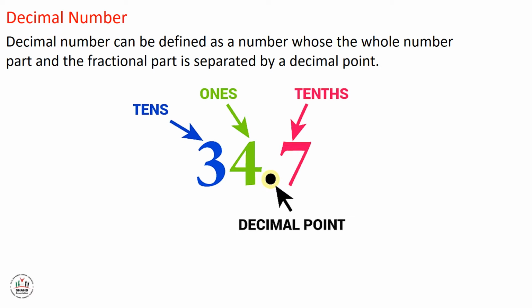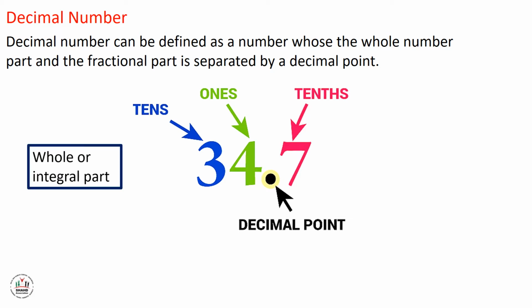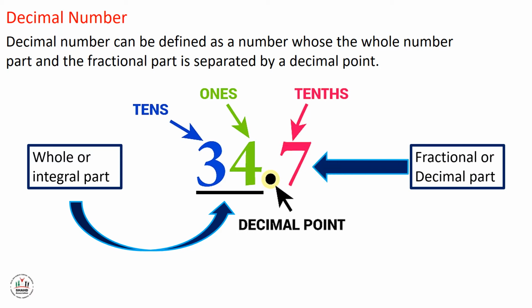What is a decimal number? A decimal number can be defined as a number whose whole number part and fractional part are separated by a decimal point, like in this example, 34.7. The whole number or integral part is 34, and the fractional part, which comes after the decimal point, is 7.